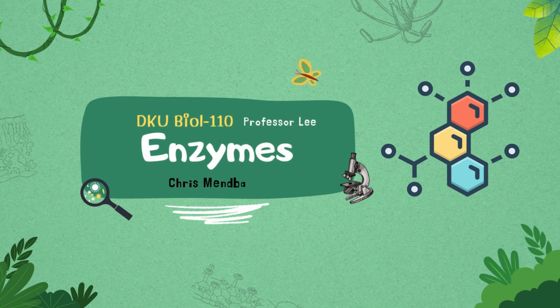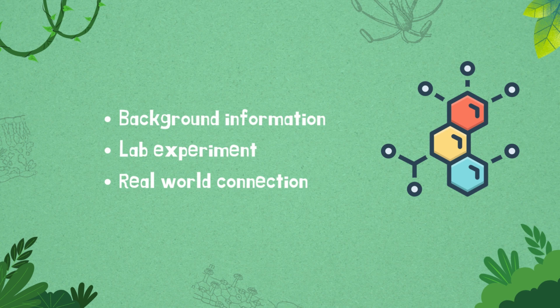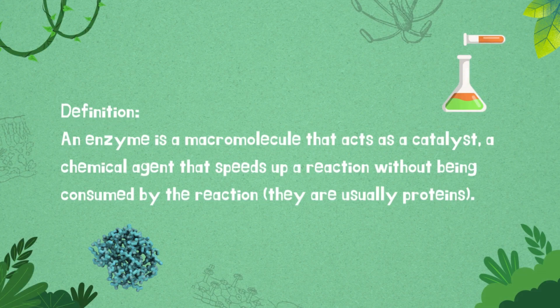In this video, I will explain what enzymes are and what they do, along with other background information, outline an experiment that can be done under a lab environment, and give a real-world connection between the enzymes and how they affect our day-to-day lives. An enzyme is a macromolecule that acts as a catalyst, a chemical agent that speeds up a reaction without being consumed by the reaction.